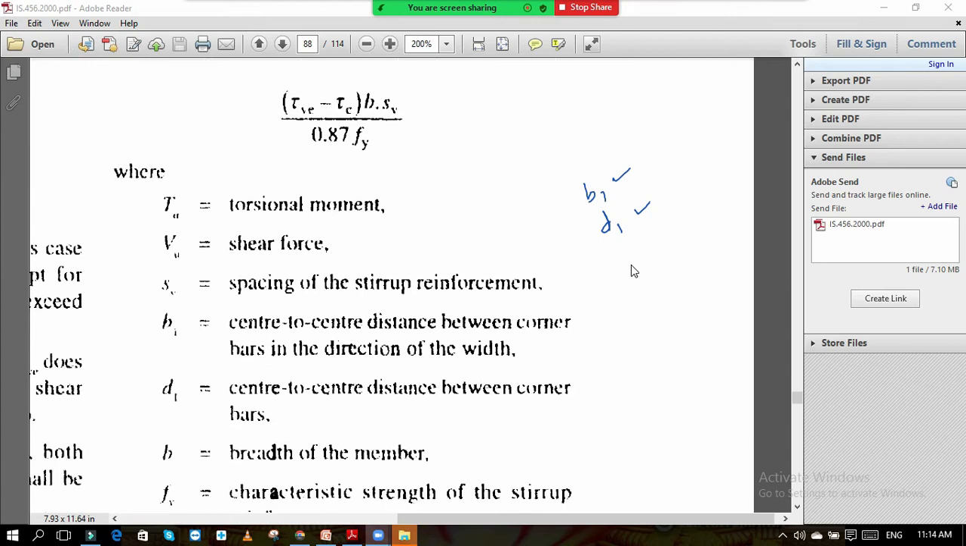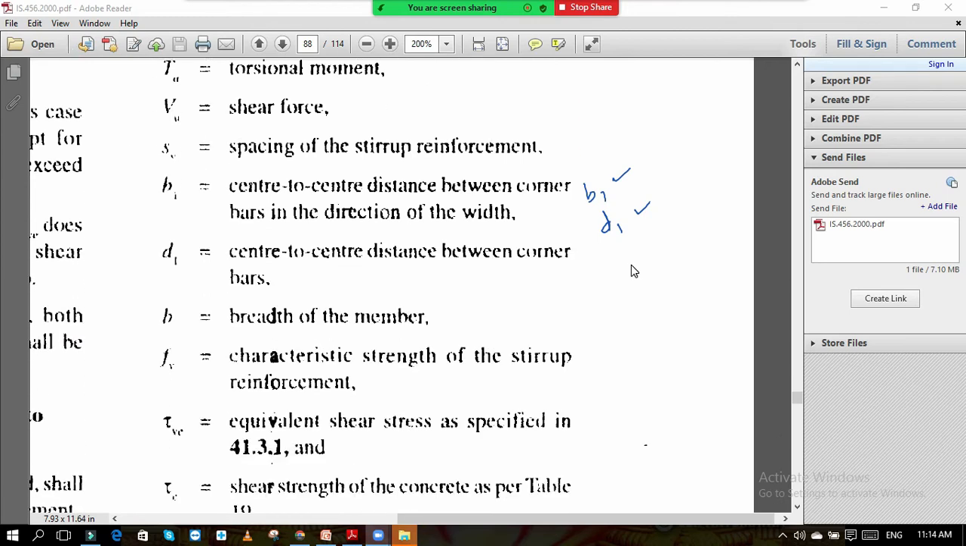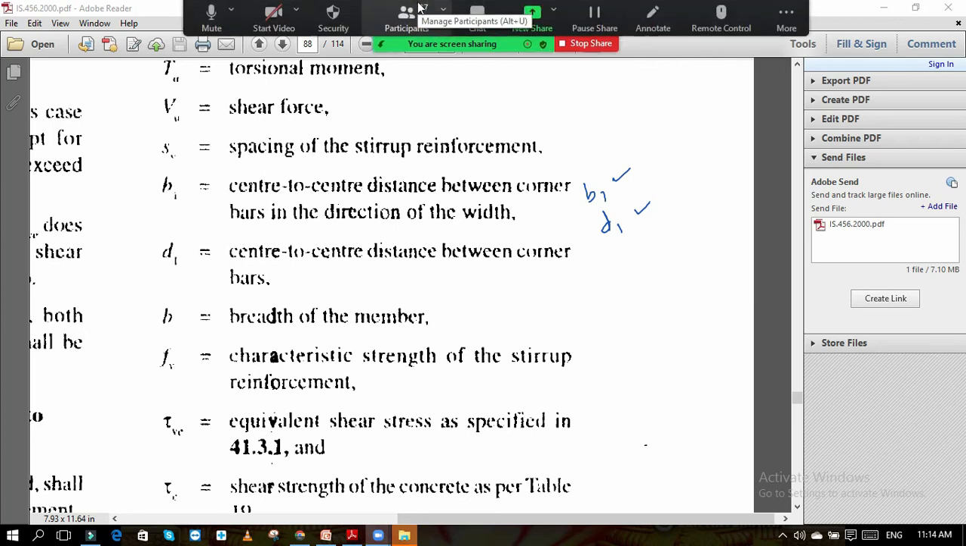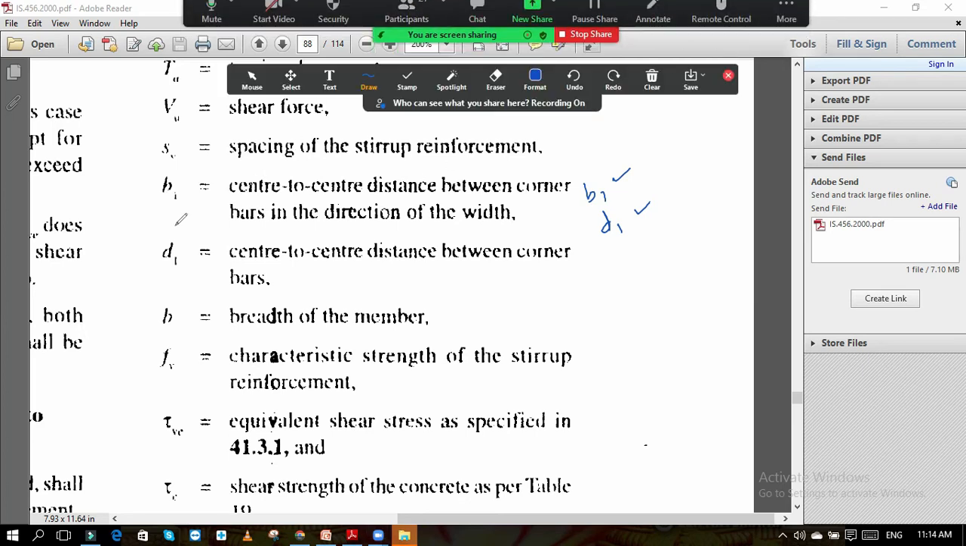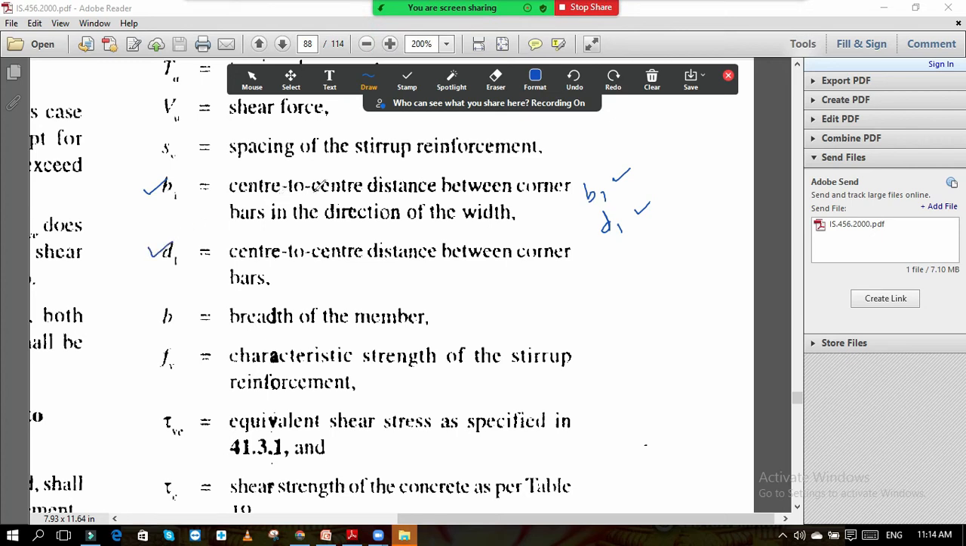So here if you come over here, you can see the meaning of that is given. What is B1 and what is D1? This is B1 D1. Center to center distance between the corner bars in the direction of width.